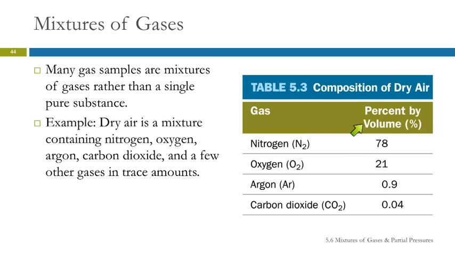And we measure it here by volumes. 78% of air is nitrogen, 21% oxygen, 0.9% argon, and 0.04% carbon dioxide. All the other gases would be in even smaller amounts.